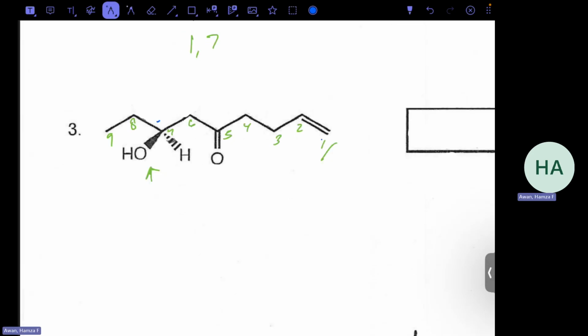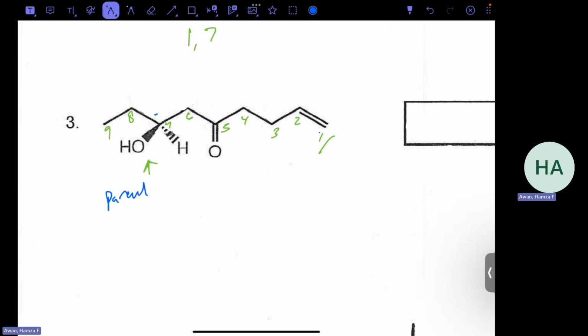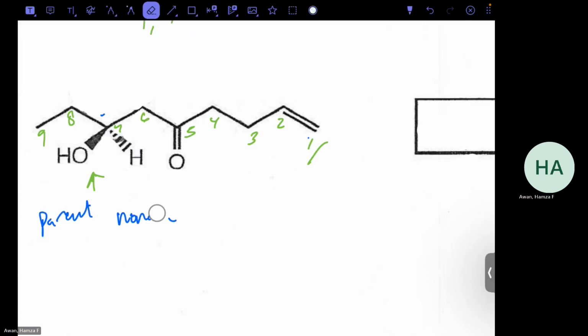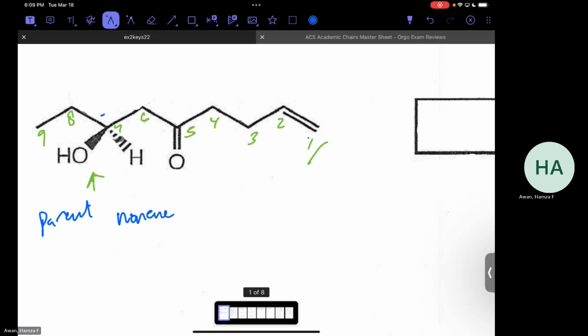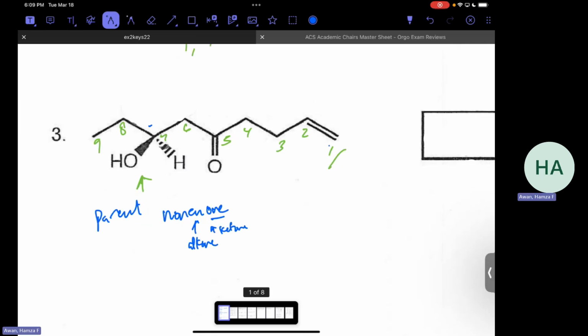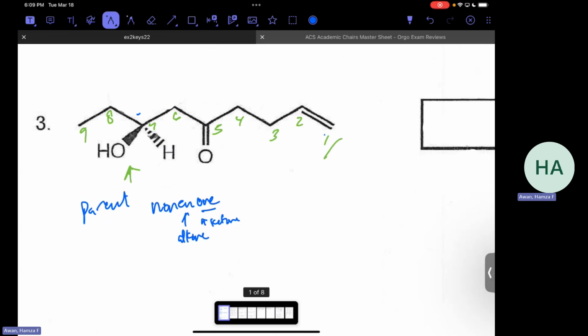So to name the parent, we know it's a 9-carbon chain, so nonane, right? And because it has a double bond, it goes from nonane to nonene, right? N-O-N-E-N-E. And to indicate that it has a ketone on it, we're going to drop the E at the very end of nonene, so non-N, and then we're going to have one, right? So that just tells us that this is a ketone, and this tells us that this is an alkene. And so we will have to put the numbers for it.